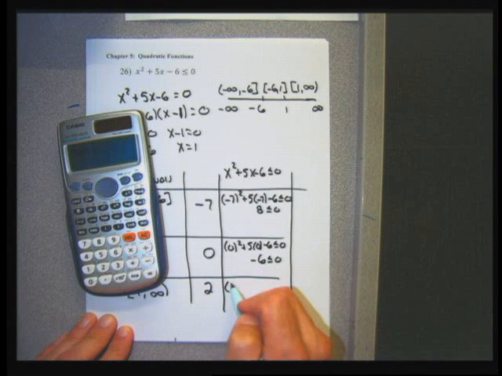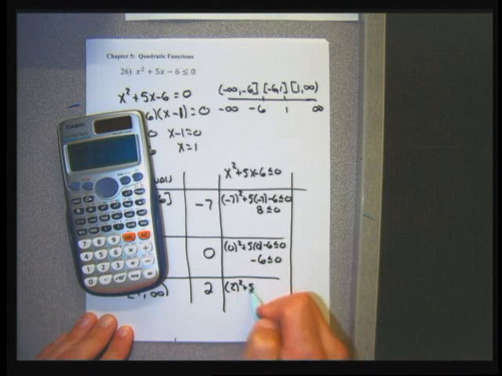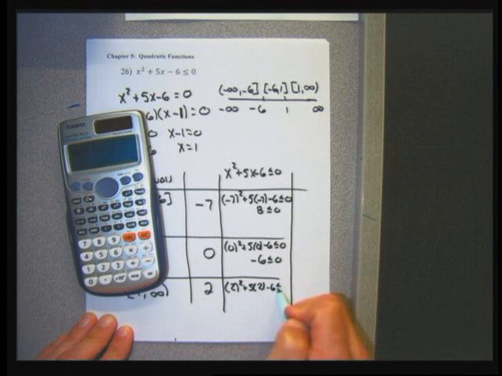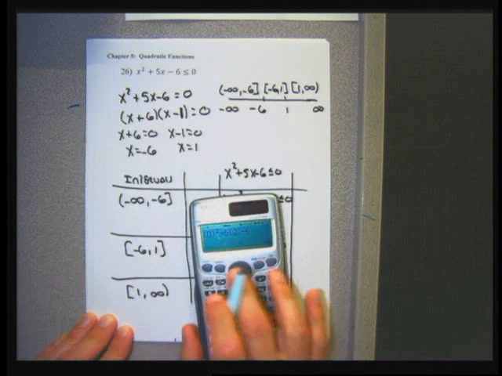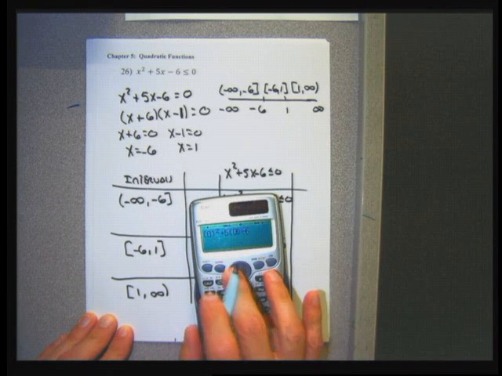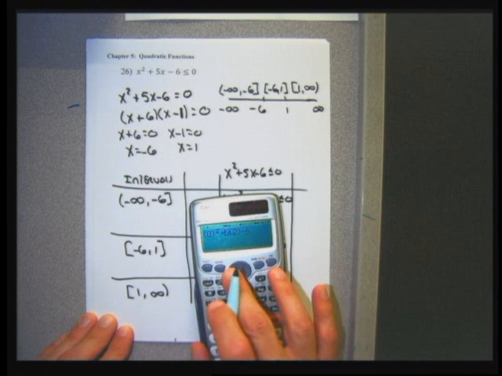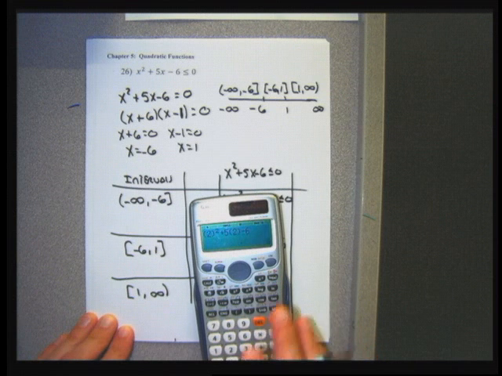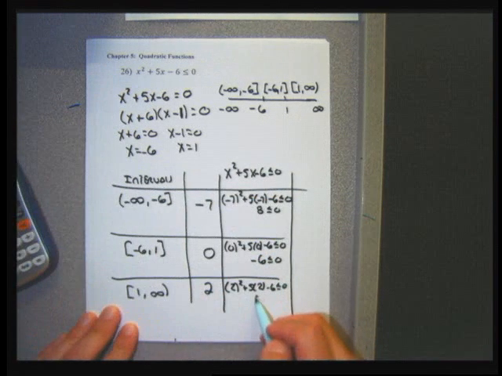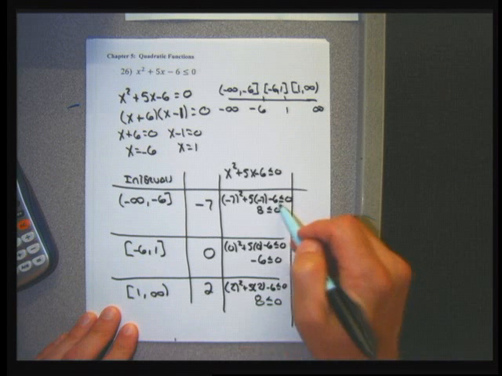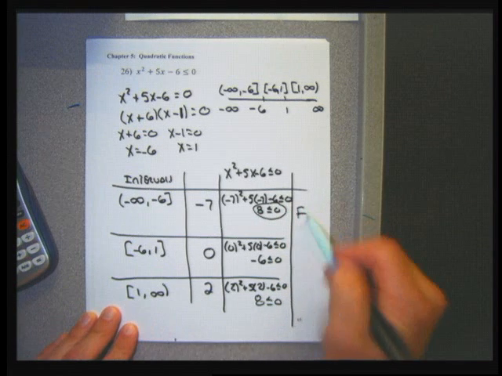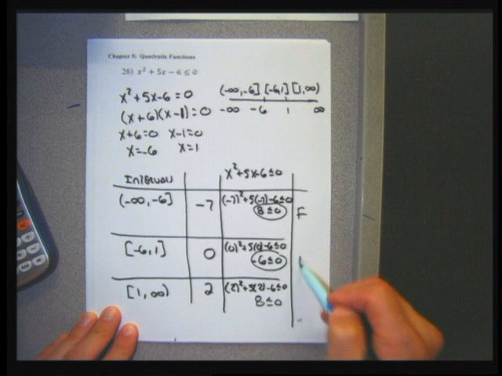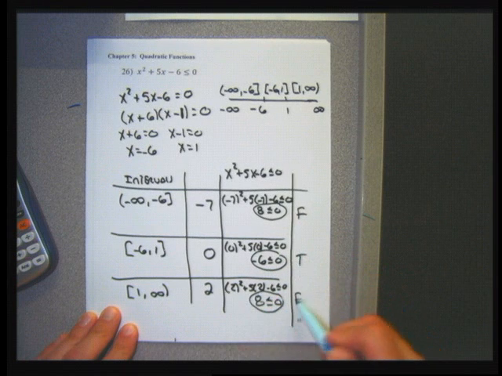And for the last one, I'm going to go 2 squared plus 5 times 2 minus 6 is less than or equal to 0. Again, just kind of not really cheating, but kind of cheating. Delete 2, delete the 0, type a 2. It's a huge thing to be able to do on this calculator because it really speeds up when you have repetitive checkings to do. And that gives me 8 is less than or equal to 0. So 8 is not smaller than 0, so that's false. Negative 6 is less than 0, that's true. And 8 is not less than 0, that's false.